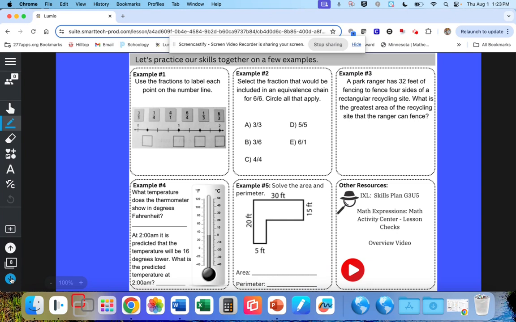Now it's time to practice some of the problems at the bottom of your page. Feel free to try these on your own. Pause the video and then resume the video again when you're ready to check your work or if you are stuck and need a little help.